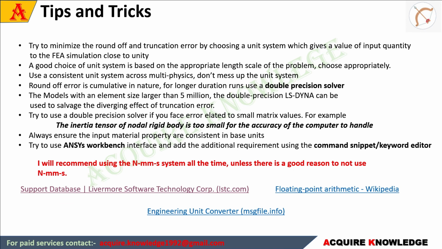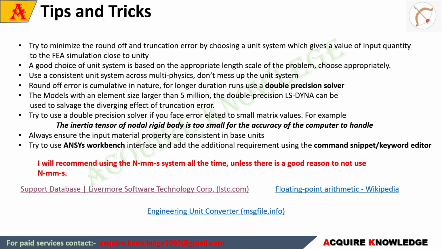So usually I will suggest, based upon your modeling and simulation problem, try to come up with a unit system that will give you input values that are close to unity, to avoid any floating point errors. Now, if you are planning to do a multi-physics type of simulation, use a consistent unit system throughout all the physics. So if you start with an SI unit system, that is a metric unit system, make sure that for all the physics you are using the same metric unit system.